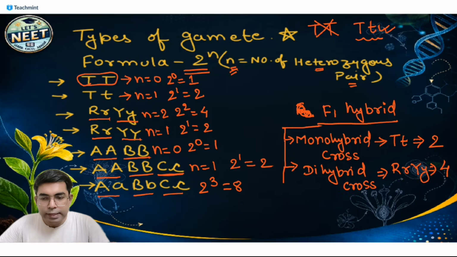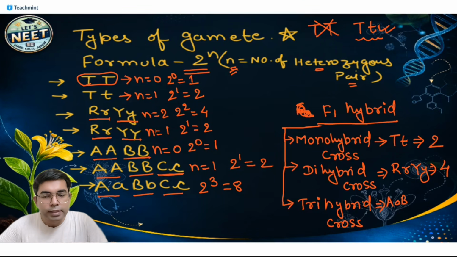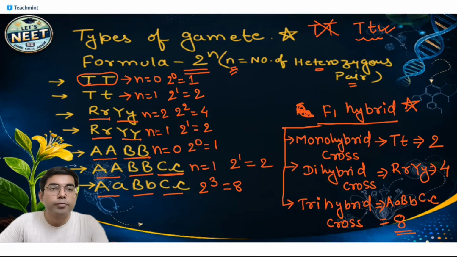In the same way, let's say if I also ask trihybrid cross, F1 hybrid in trihybrid cross. So again you will say that in trihybrid cross, number of heterozygous pair will be, let's say trihybrid is this, capital B, small b, capital C. So 3 heterozygous pair, so 2 to the power 3, 8. So sometimes directly a question is asked, what are the types of gamete formed by F1 hybrid in monohybrid cross, dihybrid cross, or trihybrid cross? You can easily tell in mono it is 2, dihybrid it is 4 type, and trihybrid it is 8 type.